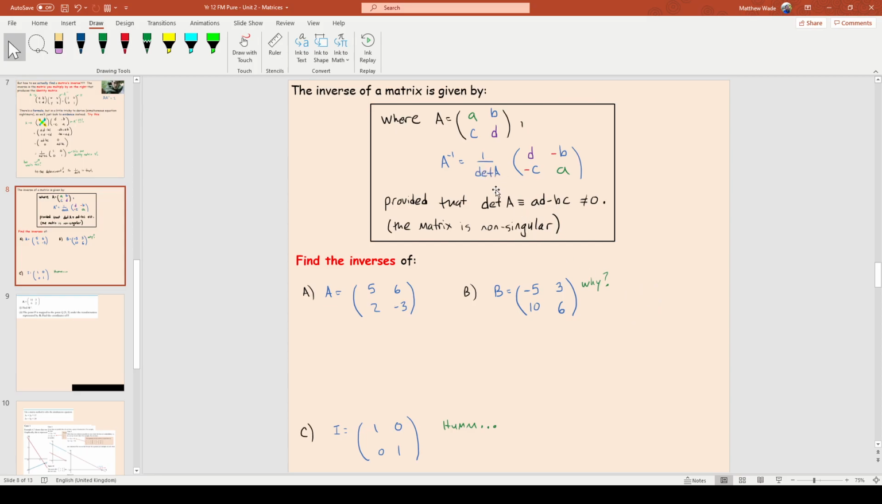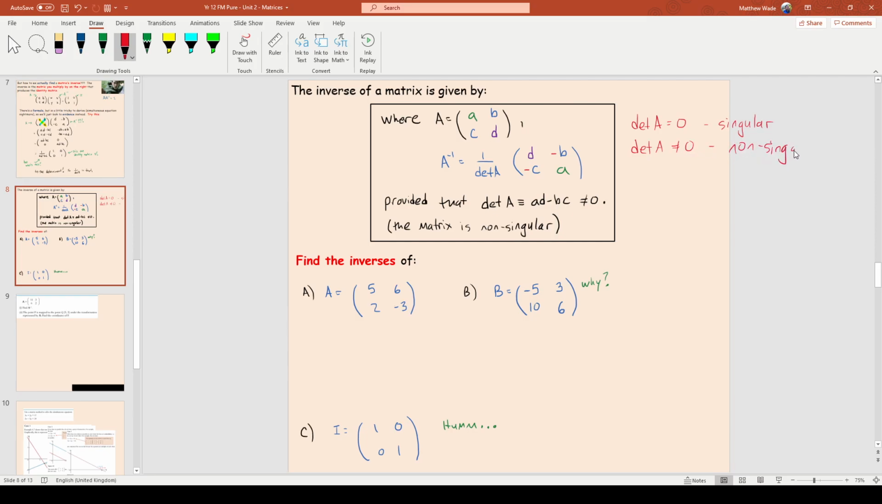If the determinant is 0, the matrix is called singular. I'm going to write that down. I don't even know if you need to know this, but I'm going to write it down just in case. Okay, if the determinant of A is equal to 0, that's called singular. And if the determinant of A is not equal to 0, well, it's just non-singular.